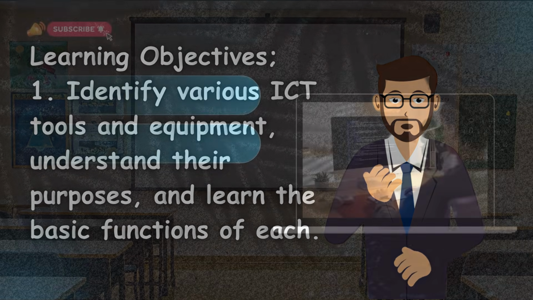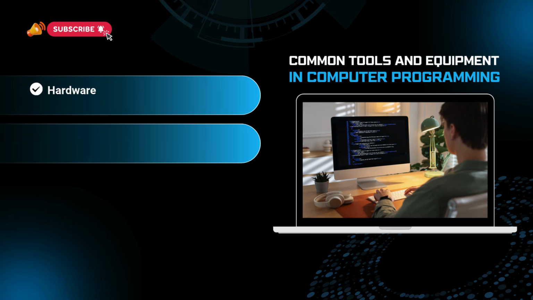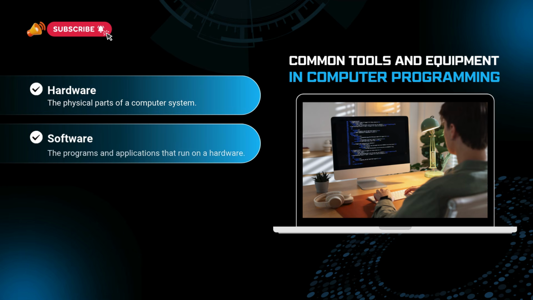Now for the common tools and equipment in computer programming, which are grouped into two categories, hardware and software. Hardware refers to the physical parts of a computer system, and software, on the other hand, refers to the programs and applications that run on the hardware. Both are essential. Hardware provides the platform we work on, while software gives us the environment to write, test, and run our code.